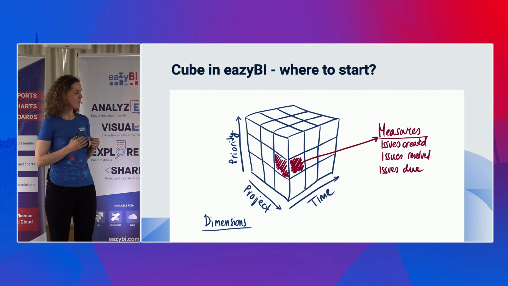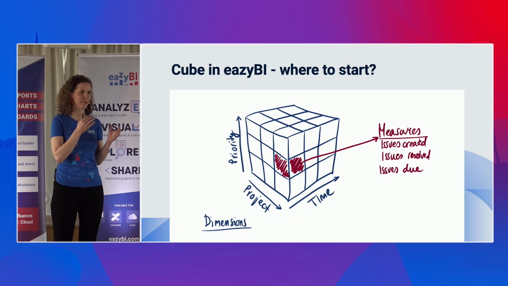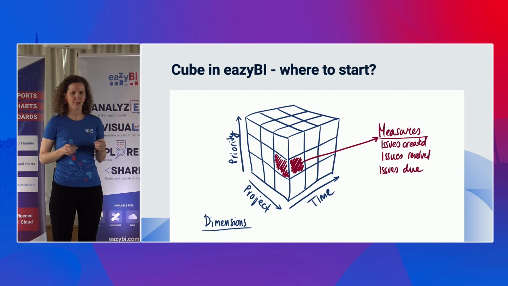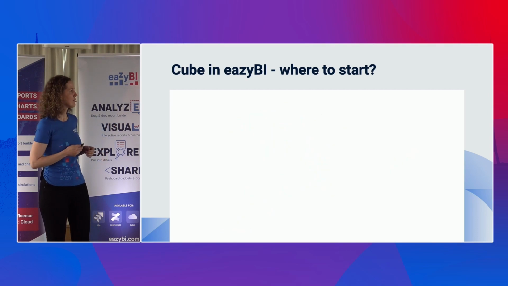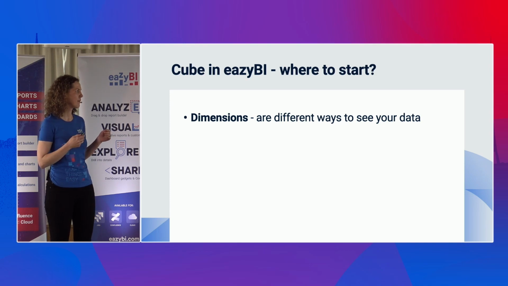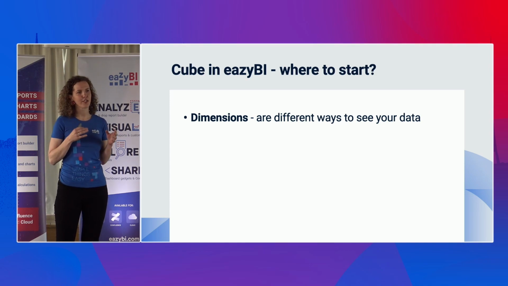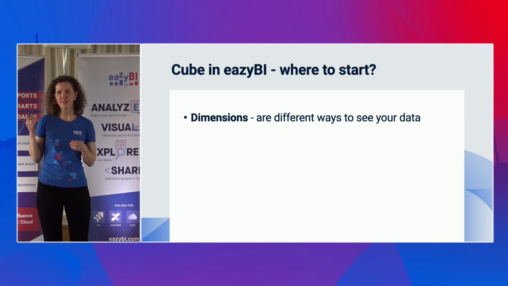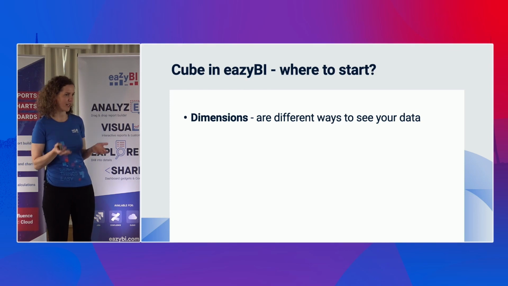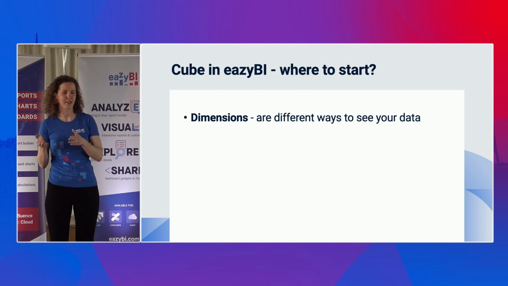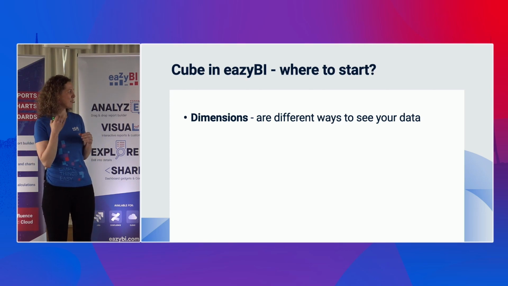So in eazyBI, you create a custom cube, and the cube is built from building blocks, that is dimensions and measures. And when we think about those building blocks, dimensions are different ways to see your data, to structure it. So what it means, for example, I have 4 cats, 2 are male and 2 are female. So one of the dimensions can be gender.